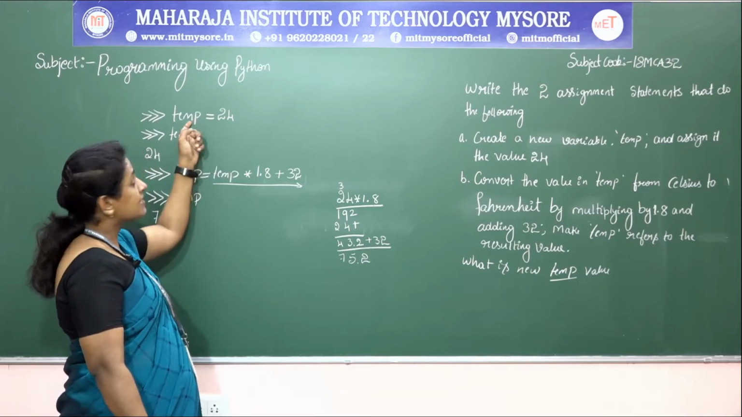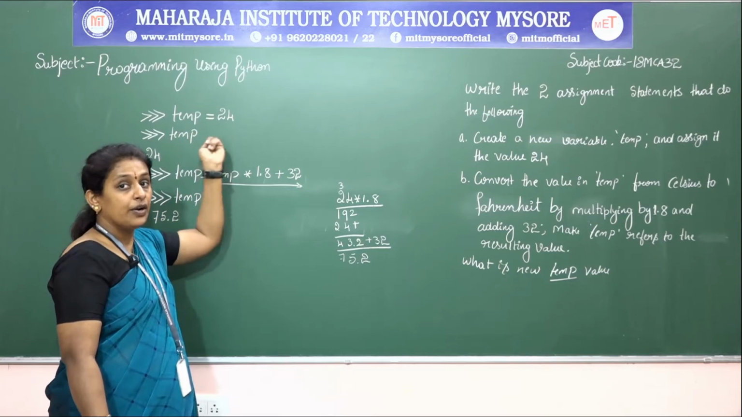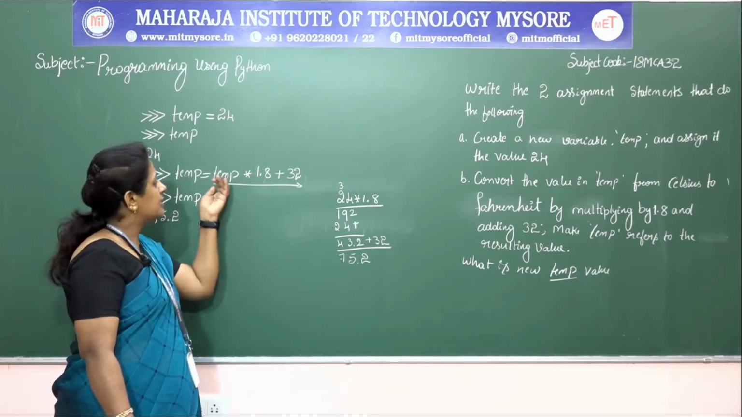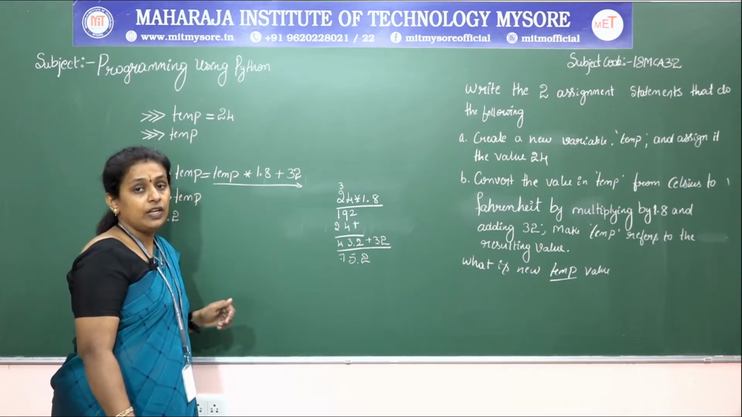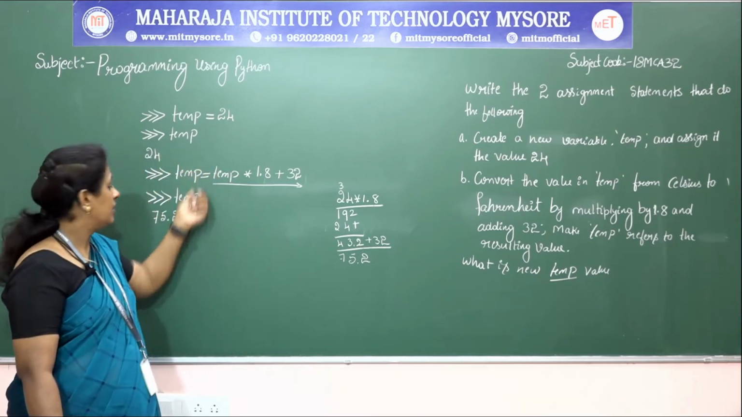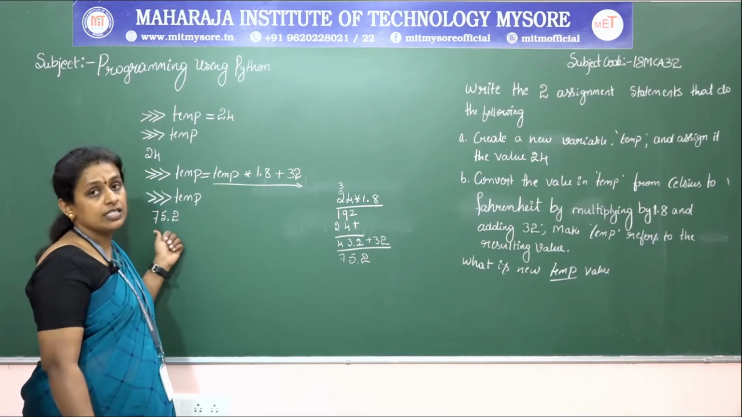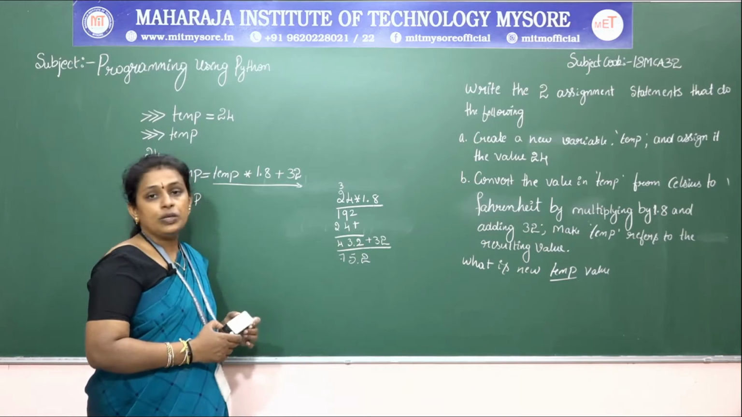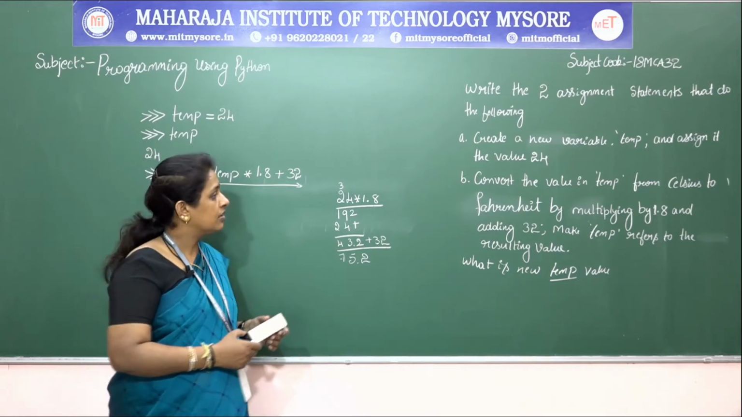So this is the first assignment, and this is your second assignment. With respect to the first assignment, the temperature value is 24. When we convert the Celsius to the Fahrenheit value, the second assignment gives the value 75.2. Let us go with one more example.